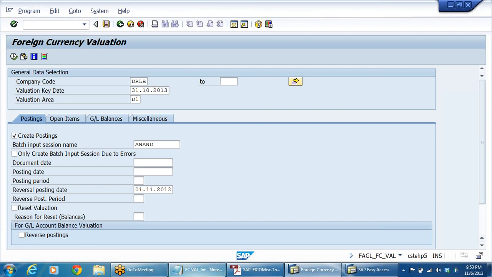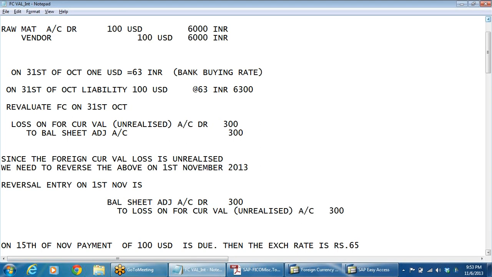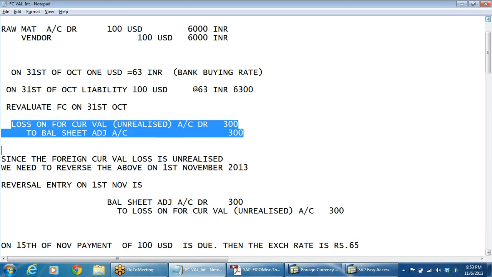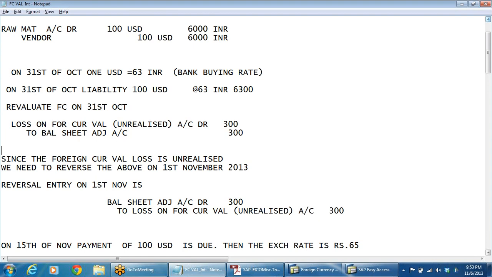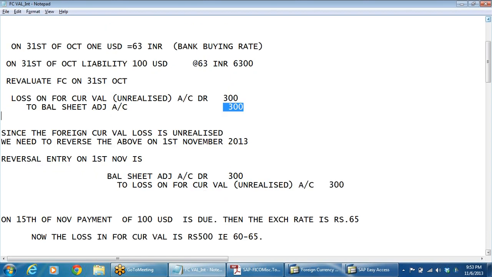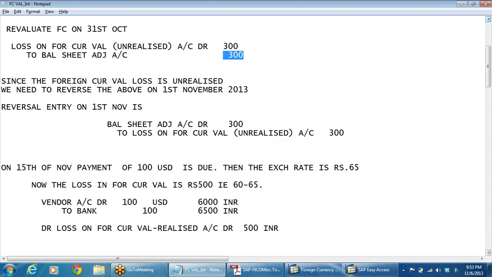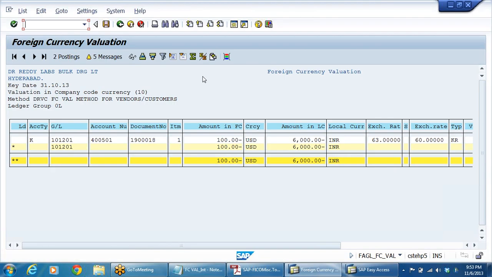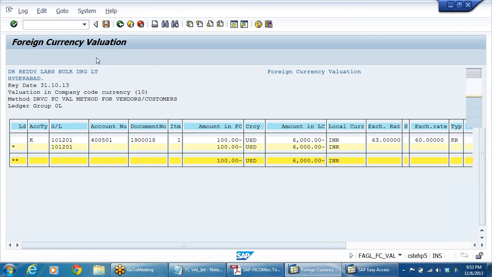So my requirement is that I want this accounting entry to be posted, and also the reversal I want. Loss on foreign currency valuation 300, to balance sheet adjustment account 300. On 1st of November, I want balance sheet adjustment account 300, loss on foreign currency. Just exactly the same entry will be reversed. Now see here, only one entry we have posted. Here 5 messages. What are the 5 messages?